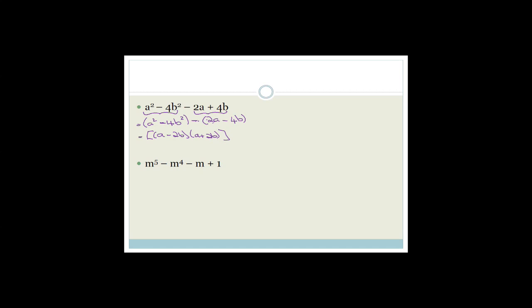Right, now let's have a look at this. It's obviously not the difference of two squares because a is not squared and b is not squared, okay? So there are no squares in this bracket. But could we take out any common factors? And yes, we can. We can take out a 2. So we take out minus 2 and we're left with a minus 2b.